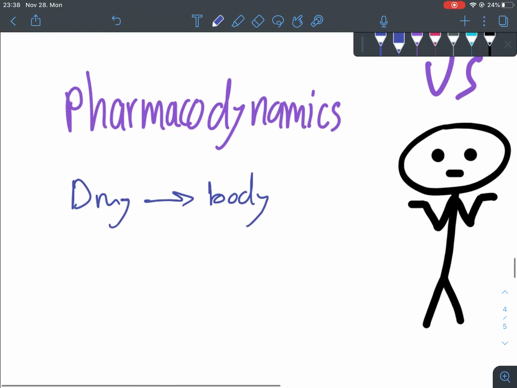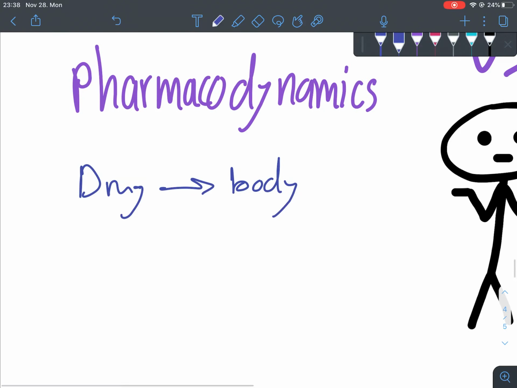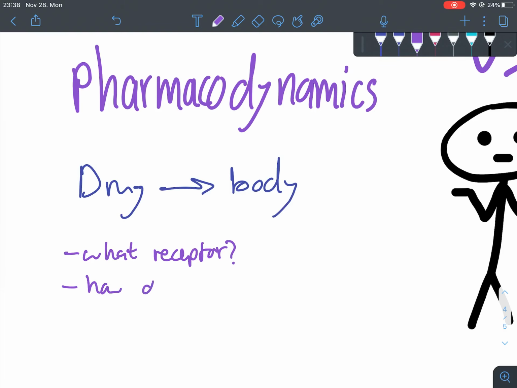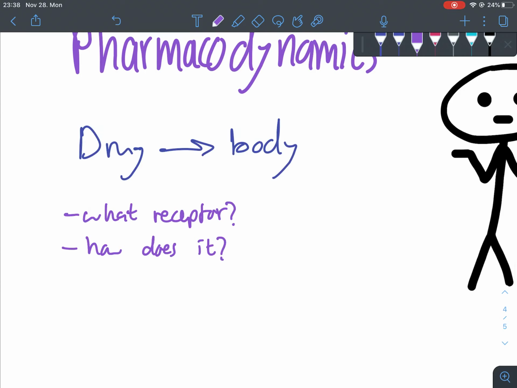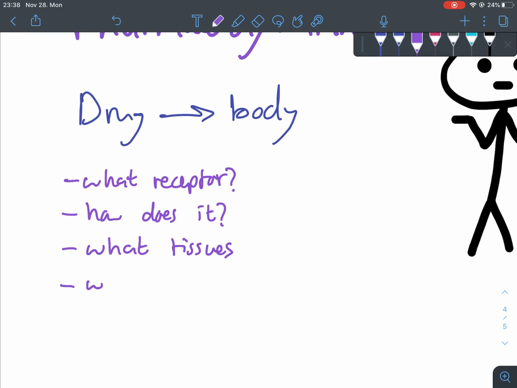So how does this work in practice? If we look at pharmacodynamics, we're going to ask the following questions. We want to understand maybe what receptor does it bind to? And how does it bind to this receptor? In what kind of tissues does it have an effect? And what kind of pharmacological effects does it have? Is it a painkiller? Is it an anesthetic? What's it doing? How is it working there?